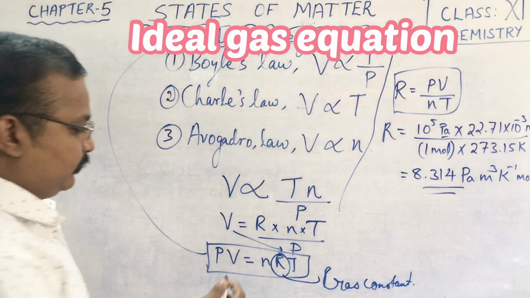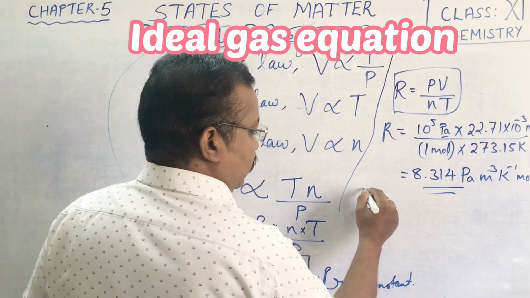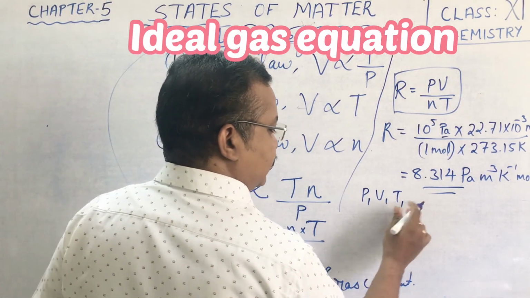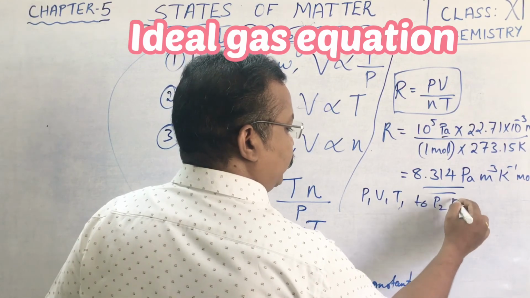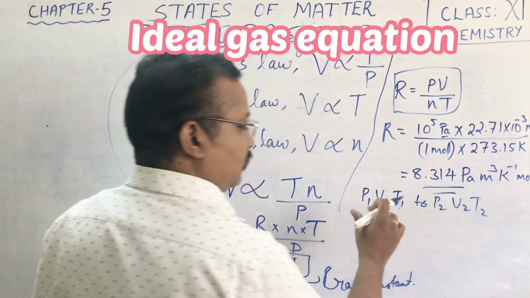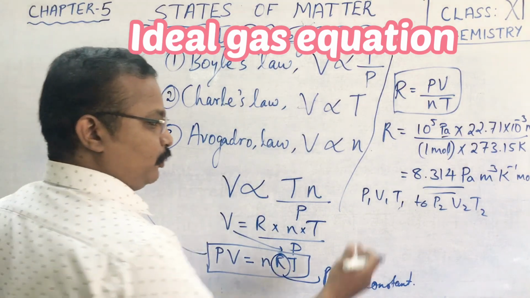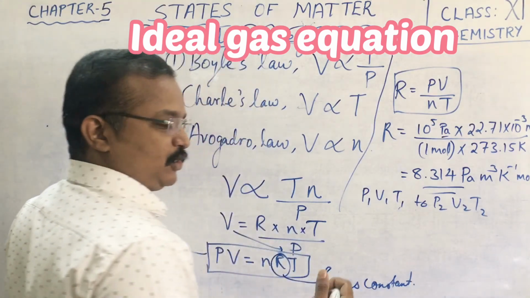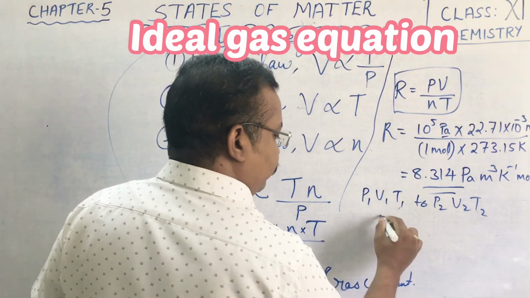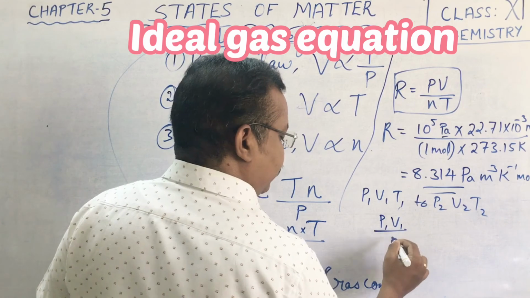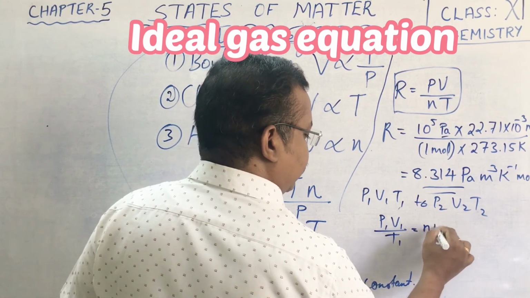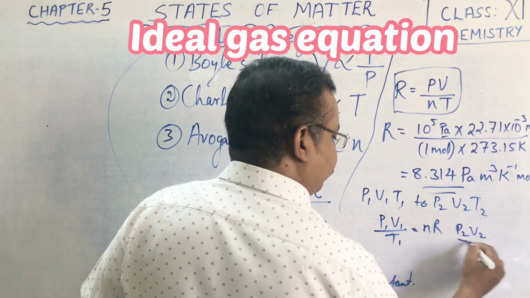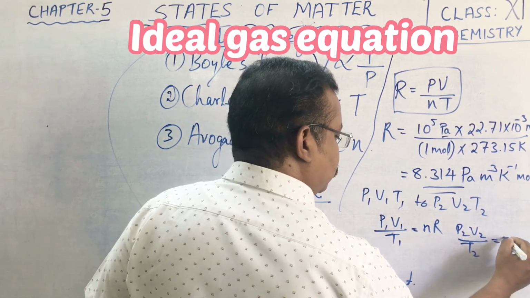Now let us go back to PV is equal to nRT, where P1, V1 and T1 change to P2, V2 and T2, meaning pressure changes from P1 to P2, volume changes from V1 to V2, and temperature changes from T1 to T2. Then we can write P1 V1 divided by T1 is equal to nR, and also P2 V2 divided by T2 is equal to nR.